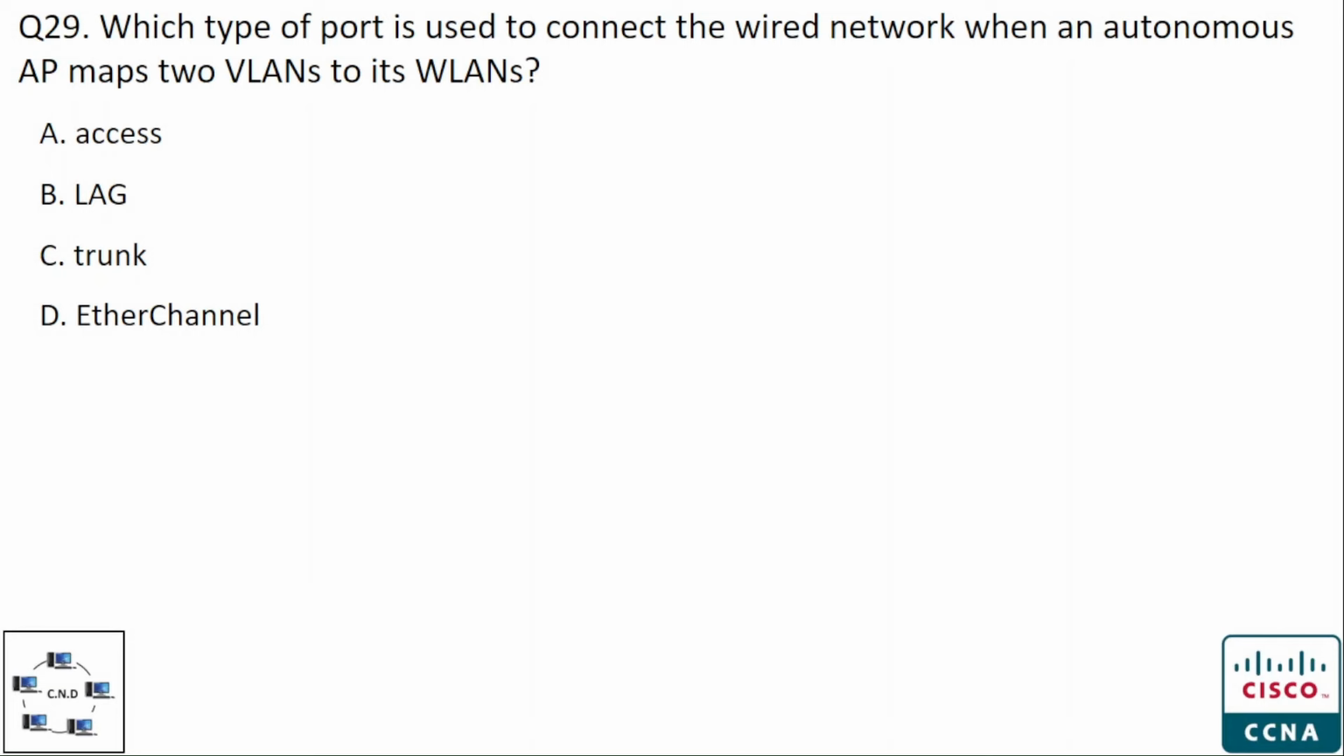Question number 29, which type of port is used to connect the wired network when an autonomous access point maps two VLANs to its wireless LANs? The options are: option A, access; option B, LAG, link aggregation group; option C, trunk; and option D, EtherChannel. And the correct option is option C, trunk.